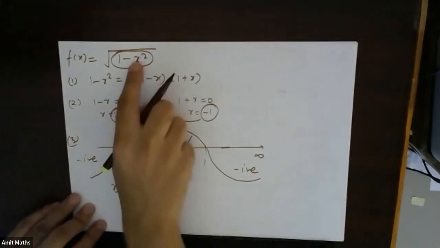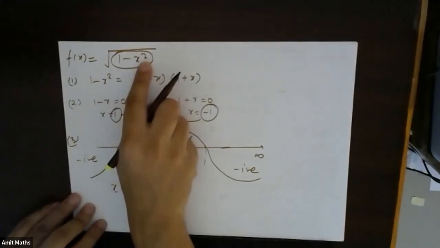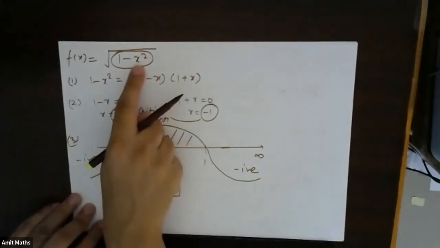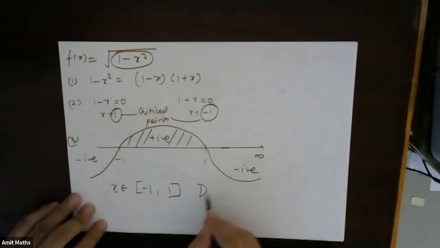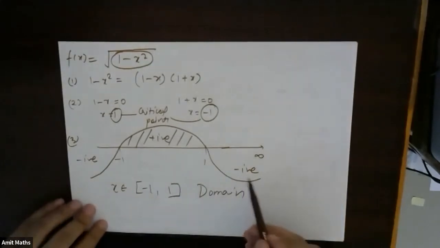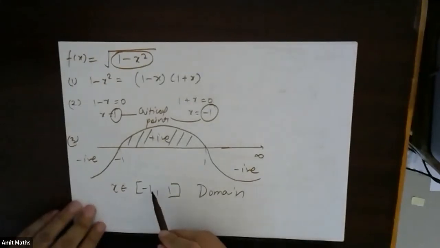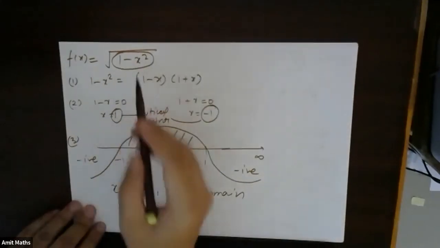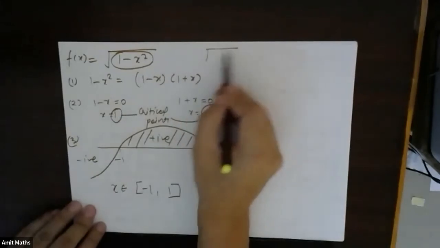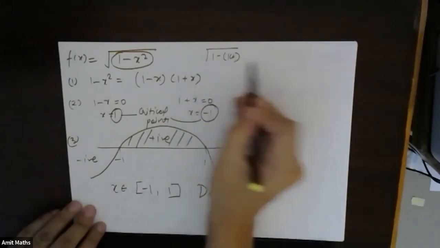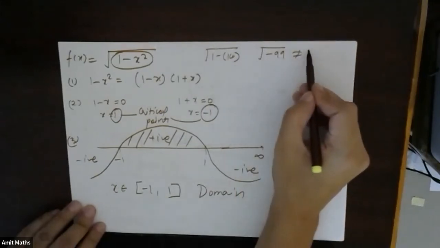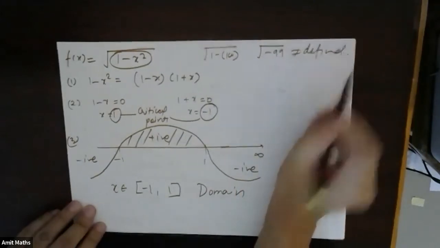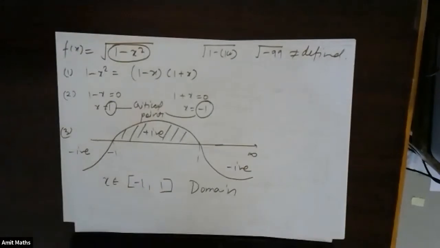-1 can be included, yes. 1 minus 1 square is 0. 1 minus 1 square is also 0. So these two will be included. This will become the domain. You can also check. Suppose we substitute x is equal to -10, 1 minus of -10 square will give you under root of 1 minus 100, which is under root of -99, which is not defined. Okay, so that is why it is in between these.